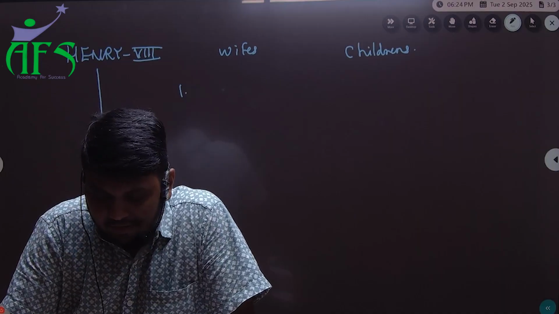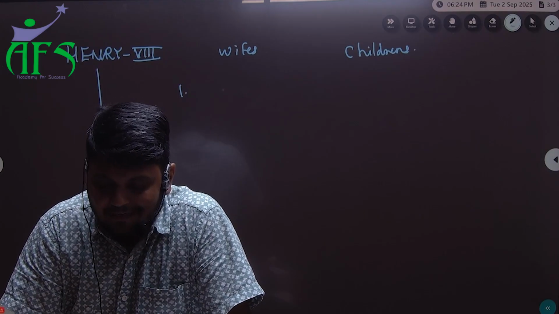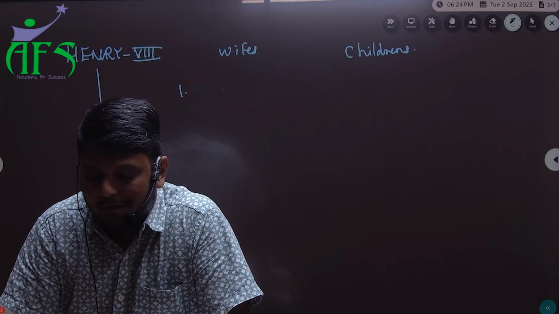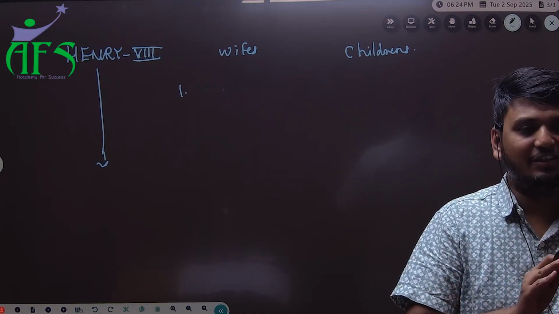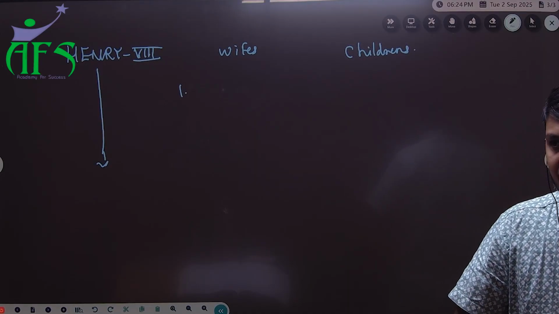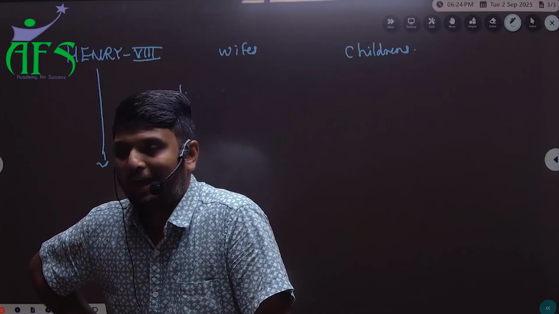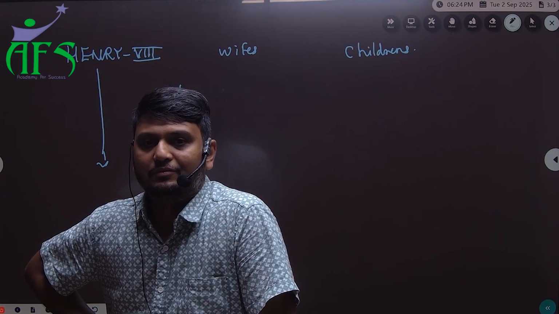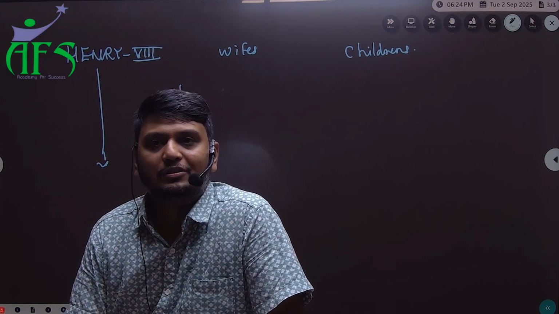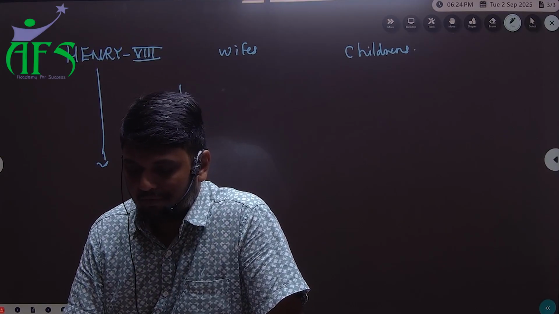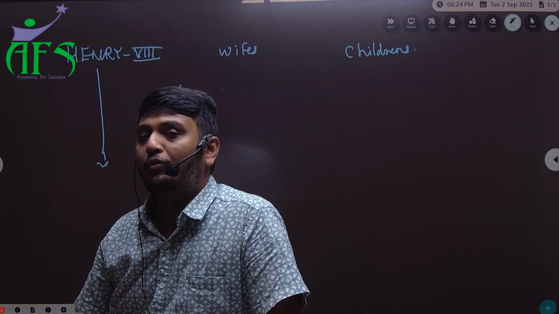Okay, first one is Catherine of Aragon. We had talked about it. This Catherine of Aragon played a very important role in the total history of English literature and the political history of England. This lady, Catherine of Aragon, was actually the wife of Arthur, meaning Henry VIII's brother, and then she married Henry VIII. So these people lived together for 20 years.